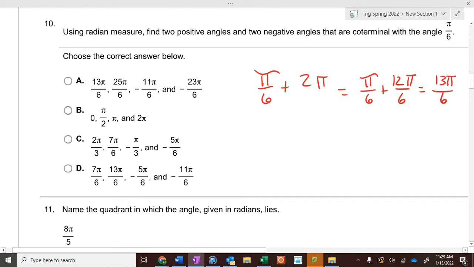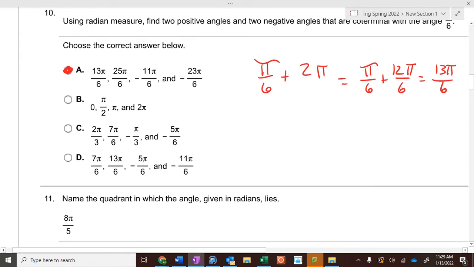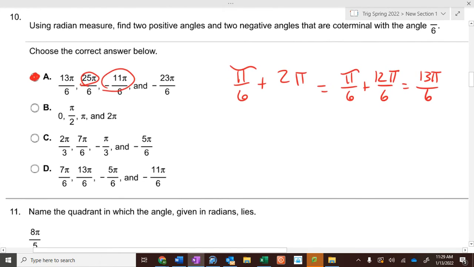So we look, whoa, there it is. There's a 13 pi over 6 right here, okay? If we add another 12 pi over 6, we get 25 pi over 6. If we subtract 12 pi over 6 from pi over 6, we get negative 11 pi over 6, and so on. So we know that's the answer. Okay, let's do another one of those.